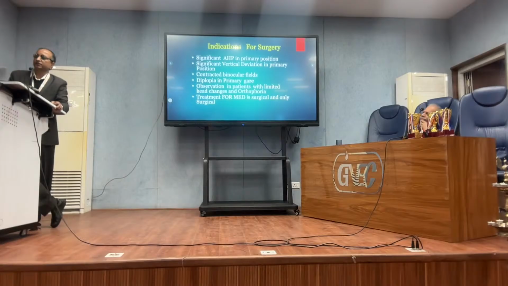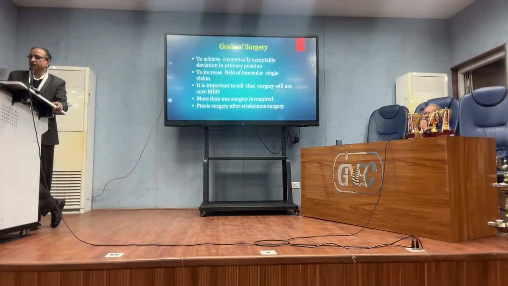So what are the indications for surgery? If there is presence of significant AHP in primary position, significant vertical deviation in primary position, contracted binocular fields, diplopia in primary gaze. In most of the patients, you have to observe because with limited head changes, orthophoria may be maintained. But treatment for congenital MAD is surgical and only surgical.